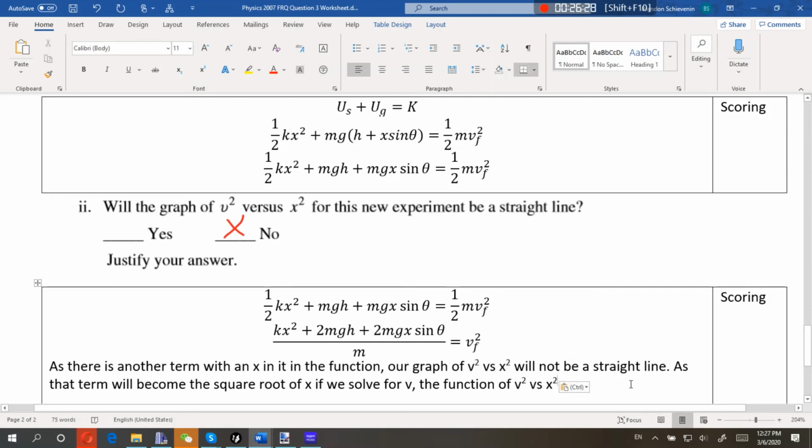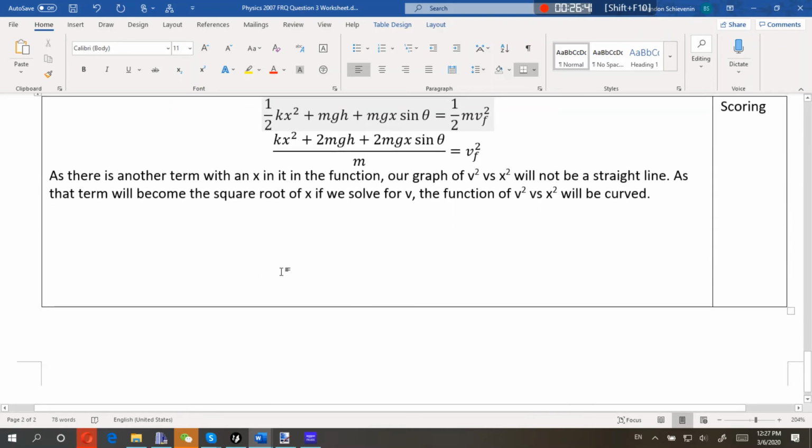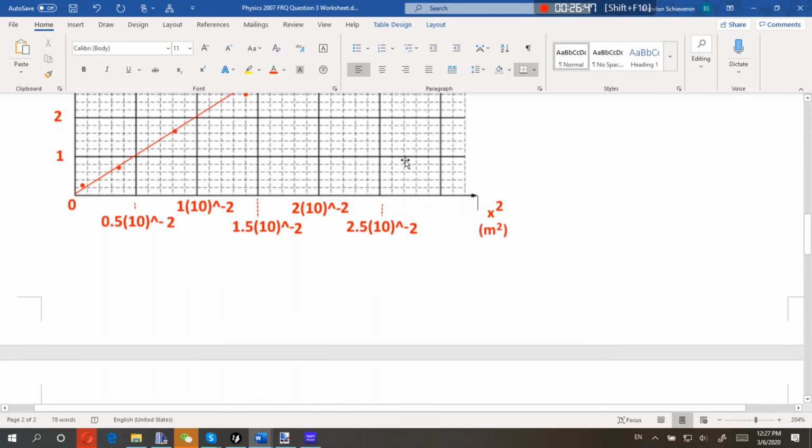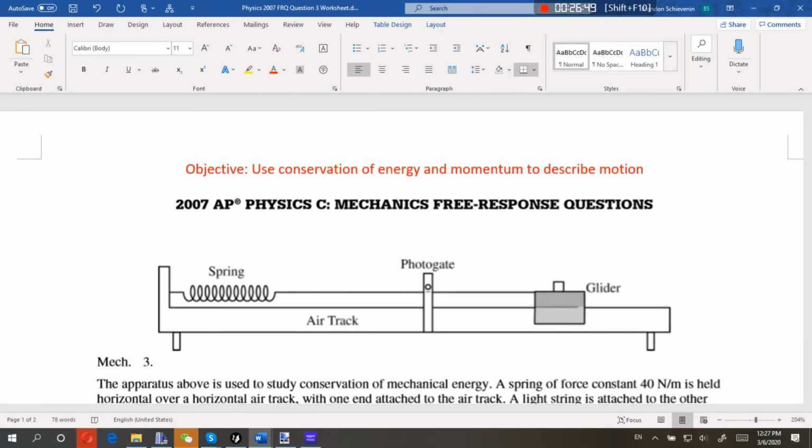Will be curved. I'm not really sure what they want us to write exactly, but something like that probably. And I believe that's it. Yeah, that's it. Okay, so let's see how we did. And then hopefully the scoring guides will let us know what they were looking for exactly on that last part.